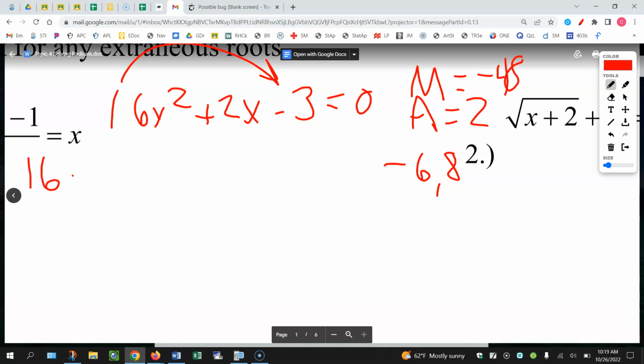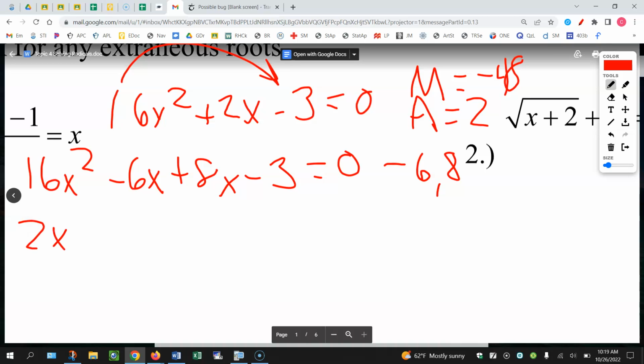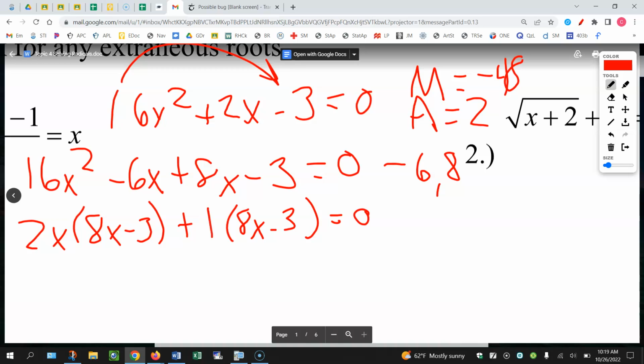So this is going to turn into 16x squared minus 6x, we've done this before, plus 8x minus 3 equals 0. Then you're just going to group by GCF. So the first two terms, the greatest common factor is 2x. So you'd get an 8x minus 3. Remember, you need these two things in parentheses to be exactly the same. So this is going to need to be an 8x minus 3. So for the second two terms, you're going to factor out a positive 1. So this turns into 2x plus 1 times 8x minus 3 is equal to 0.